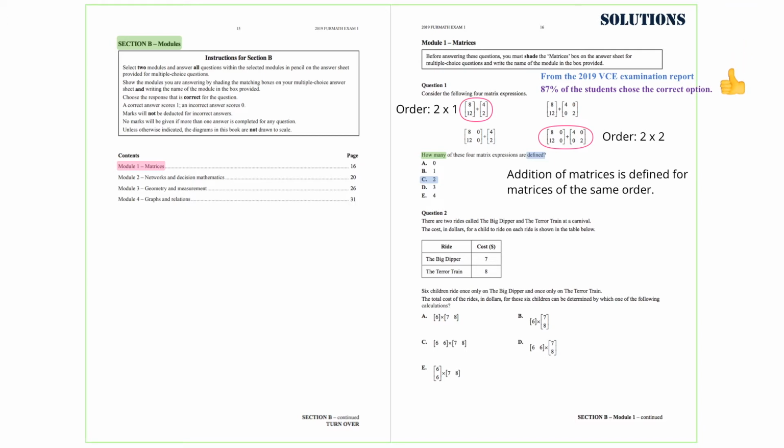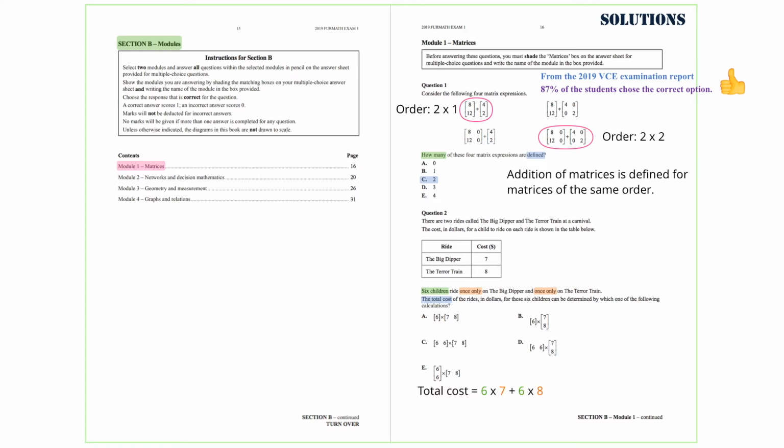Question 2. There are 2 rides called the Big Dipper and the Terror Train at a carnival. The cost in dollars for a child to ride on each ride is shown in the table below. 6 children ride once only on the Big Dipper and once only on the Terror Train. The total cost of the rides in dollars for these 6 children can be determined by which one of the following calculations. The total cost is equal to 6 times 7 plus 6 times 8.